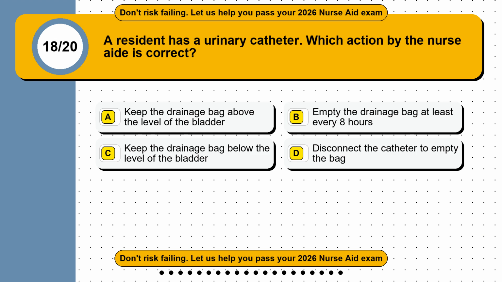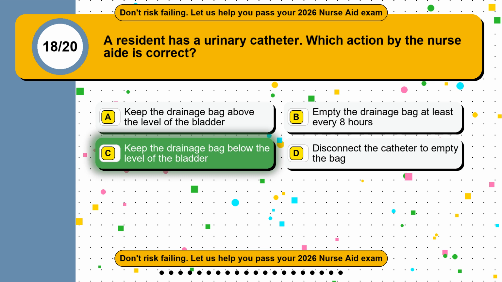Question 18. A resident has a urinary catheter. Which action by the nurse aide is correct? Option A, keep the drainage bag above the level of the bladder. Option B, empty the drainage bag at least every 8 hours. Option C, keep the drainage bag below the level of the bladder. Option D, disconnect the catheter to empty the bag. The correct answer is option C, keep the drainage bag below the level of the bladder.